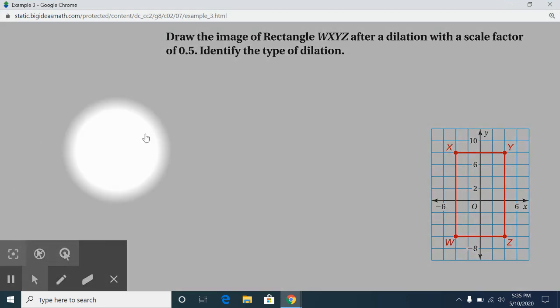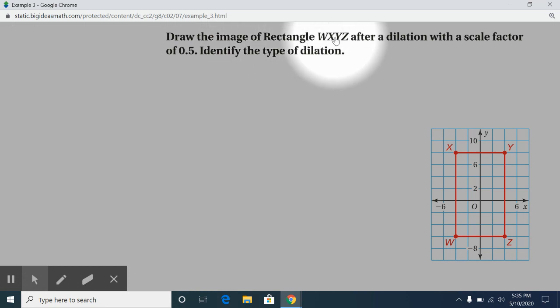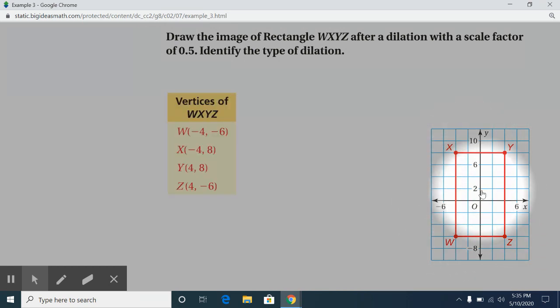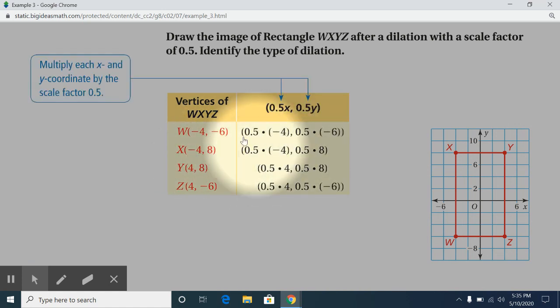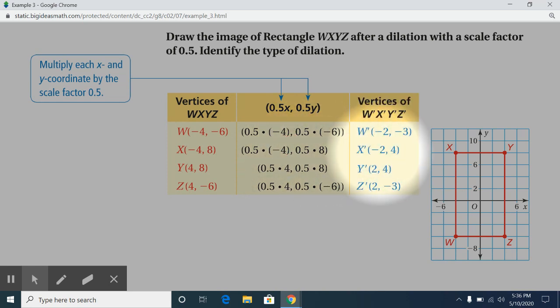So here's another example. Draw the image of rectangle WXYZ after a dilation with a scale factor of 0.5, and identify the type of dilation. Same thing. We're going to take each of these vertices' coordinates and multiply them by 0.5, or take half of them. So here are the original vertices of W, X, Y, Z. They're saying multiply each x and y coordinate by the scale factor of 0.5. So they're taking half of each x and y coordinate, and we end up with our new rectangle's vertices.